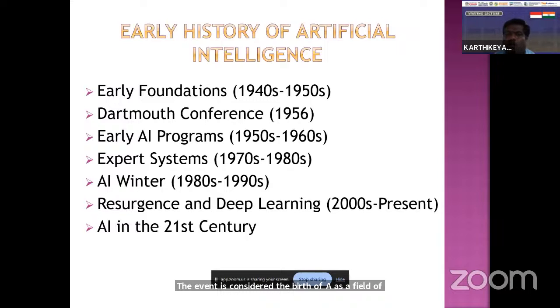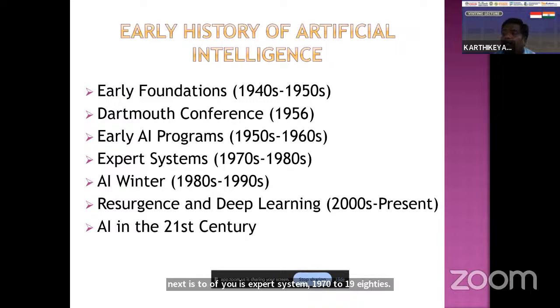And next one, the early AI programs in 1950 to 1960. The following decade, the researchers developed early AI programs to solve simple problems such as logical puzzles and chess. One notable example is the Logic Theorist developed by Allen Newell, J.C. Shaw, and Herbert A. Simon in 1956.